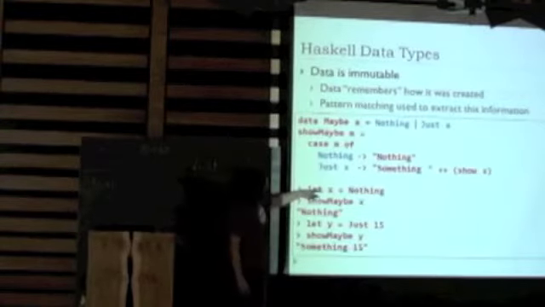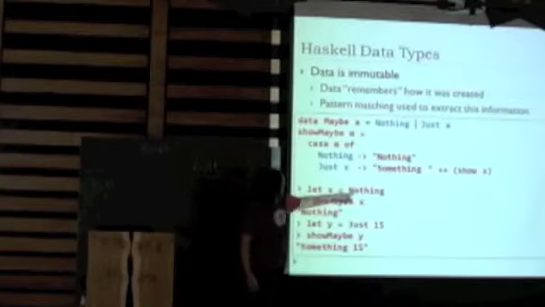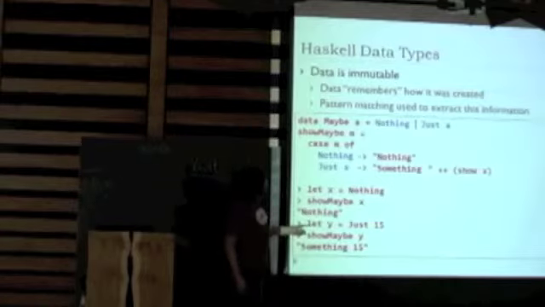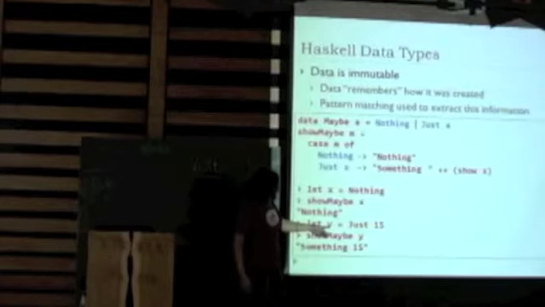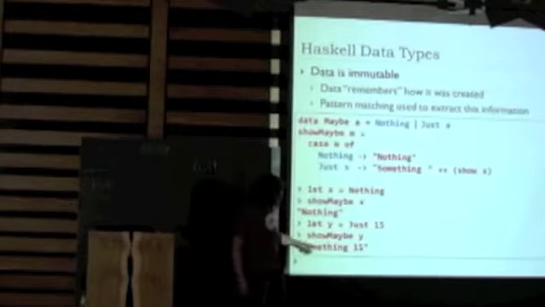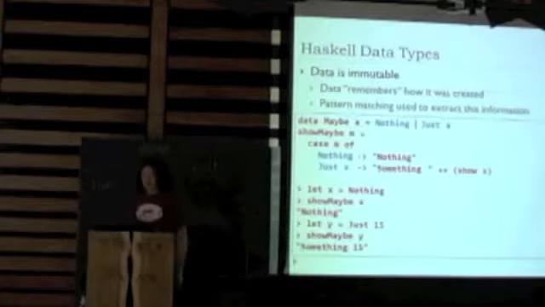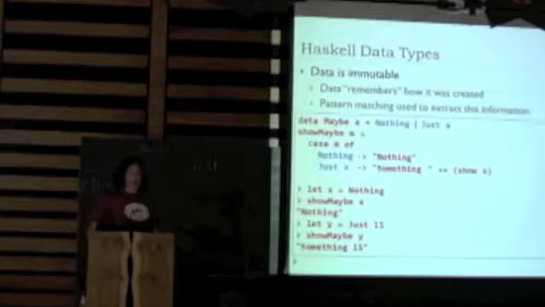So here's an example. I create x as nothing, and I show maybe x. It prints nothing. Like I set y to just 15, and show maybe will say something 15. This is how it works. So this is pattern matching.